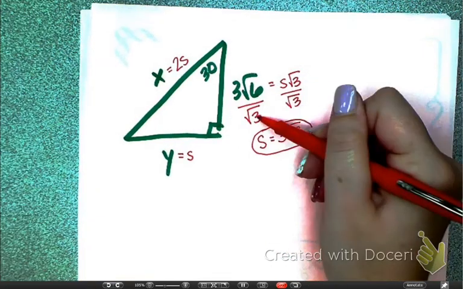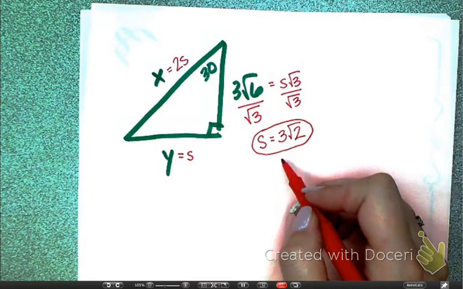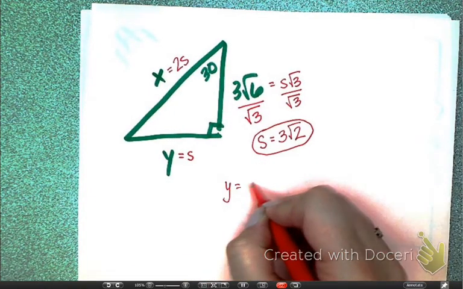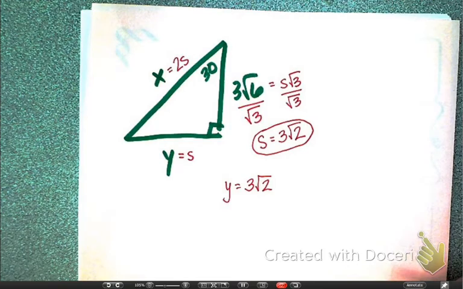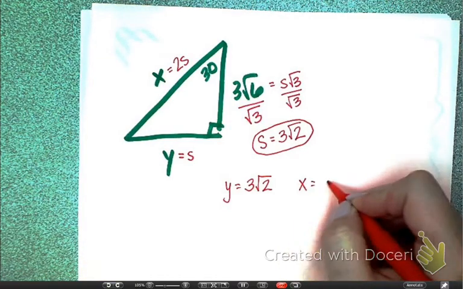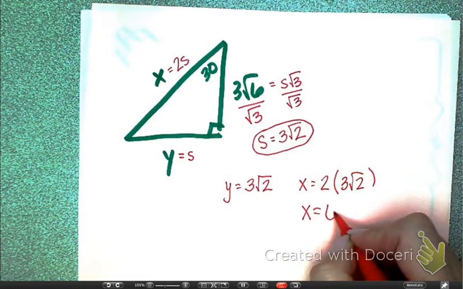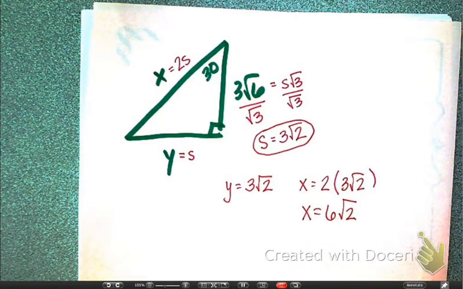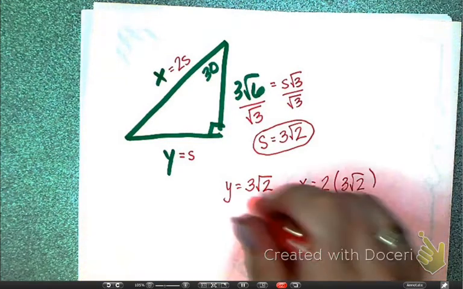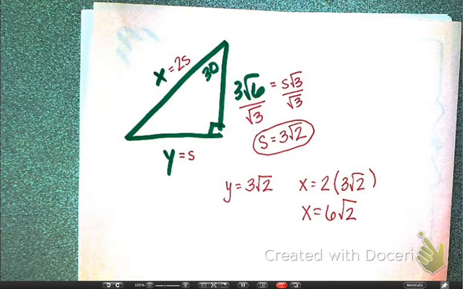That's your value for S. Okay, so 6 divided by 3 gave us 2. Now we're going to take that and plug it back in because y equals S. Y equals 3 radical 2. X equals 2 times 3 radical 2. So x equals 6 radical 2. This is an example of a problem that you cannot do at all with trig functions because both of your answers are radicals. So again, you have to use the special right triangles when it's a 45, 45, 90 or a 30, 60, 90, and the directions tell you that the answer needs to be in simplest radical form.